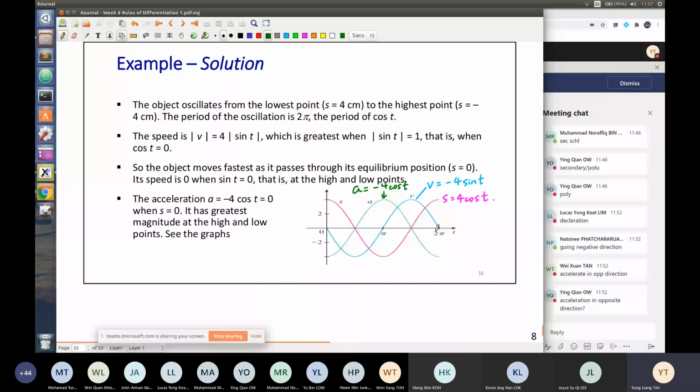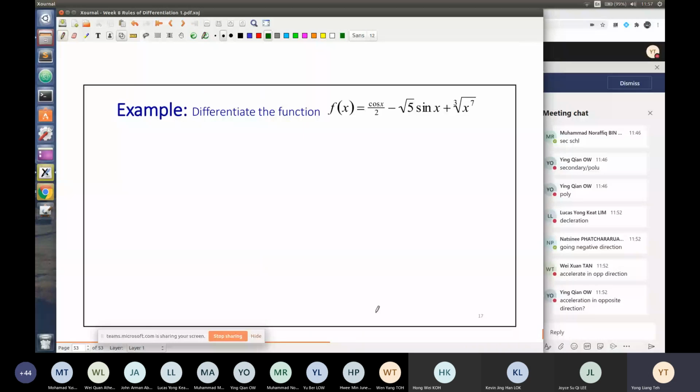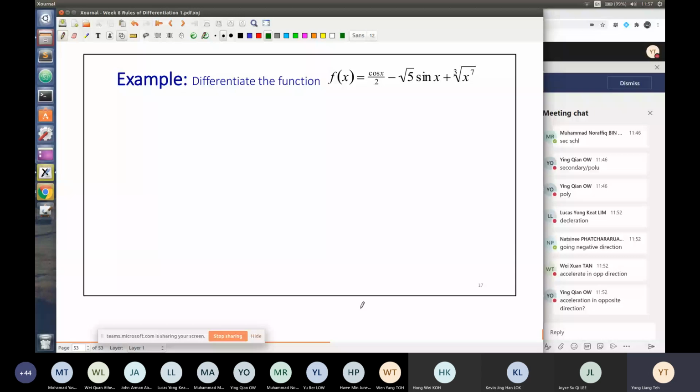So let us complete this last example before we take a break. I suppose to differentiate this function of trigo expressions added together, we just need to use our rules as per normal. So hence, f prime x is going to be, so this is just cosine x over 2, which is half cos x. So I can just differentiate cosine x directly. So hence I get minus sine x.